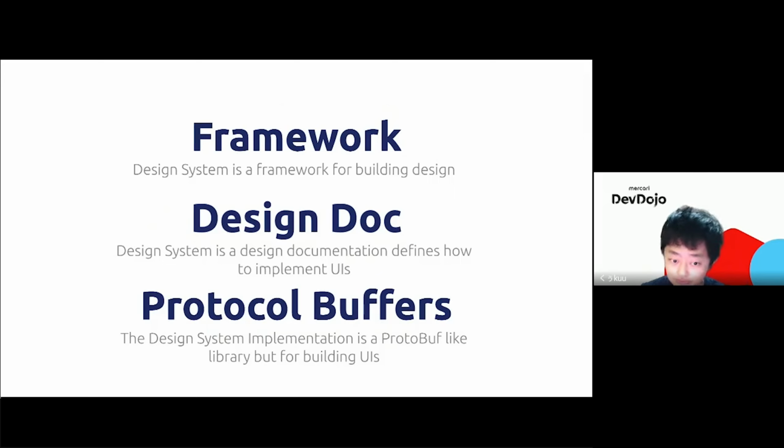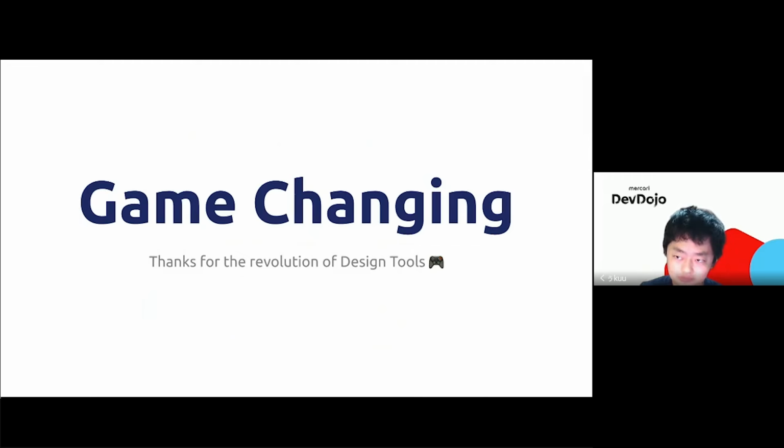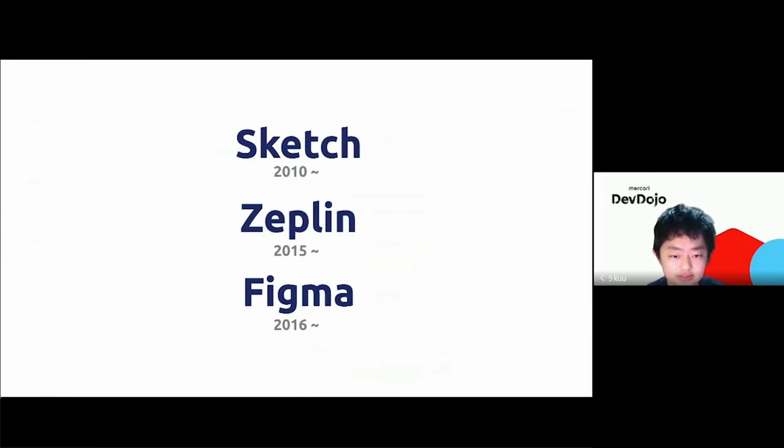So I've been talking about the design system, but as I mentioned just now, so last time, lately there are a lot more companies that are implementing design systems because the design tools have been changing and are becoming a game changer. Sketch, Zeplin, and Figma have surfaced, and that became a game changer basically.